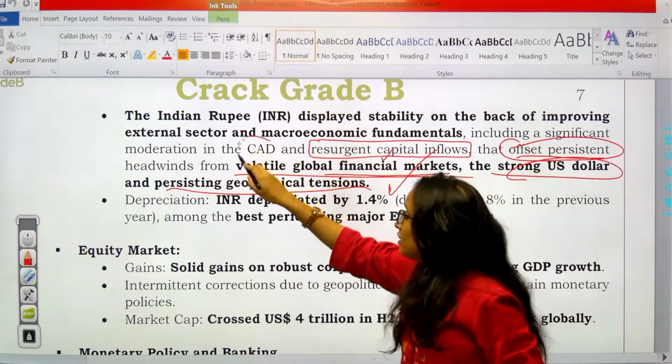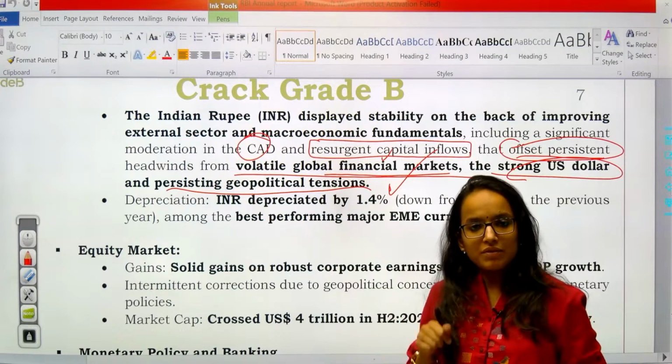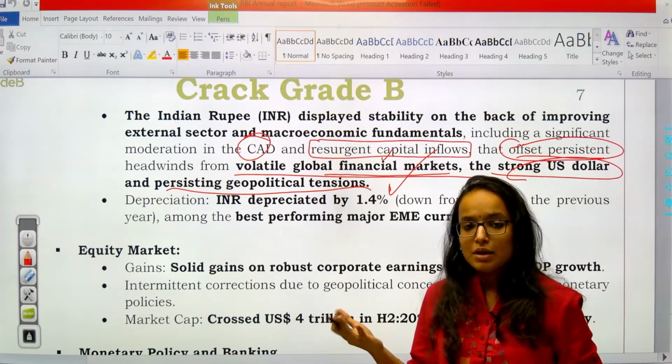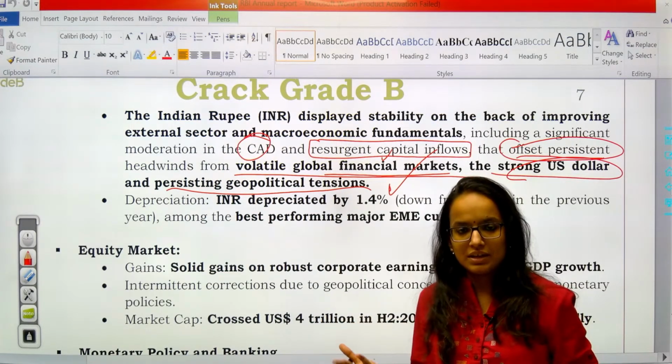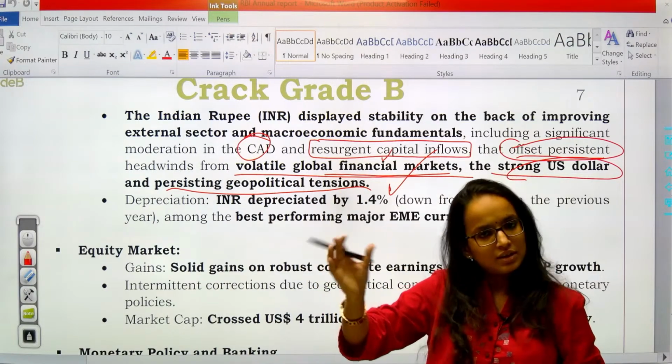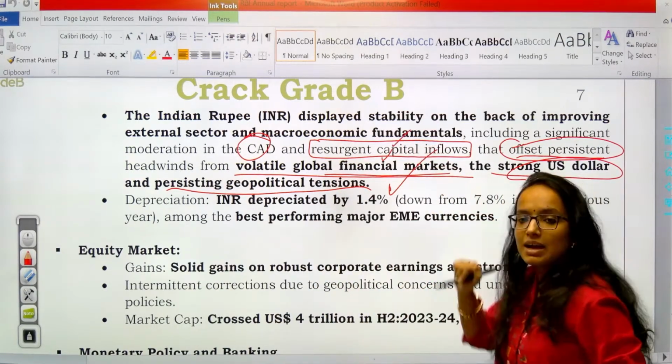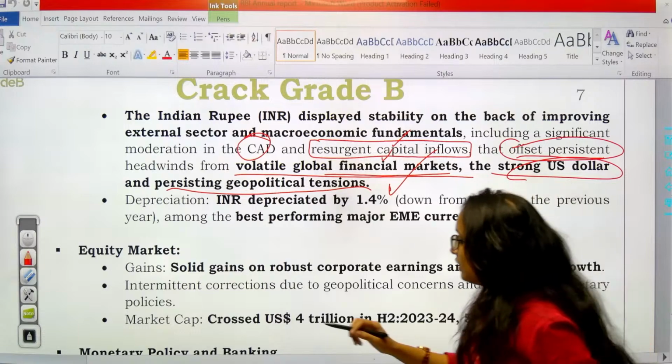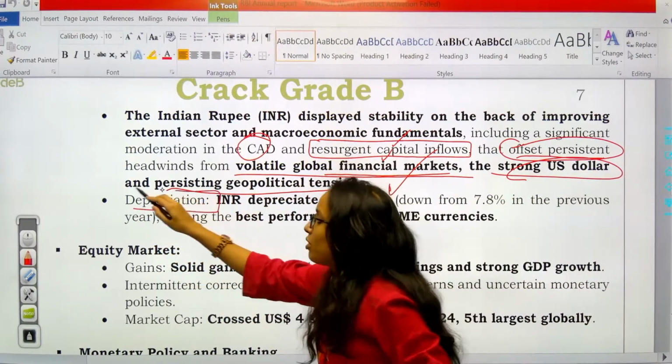This is very important. Moderation in the current account deficit of India, that is moderation in trade deficit, basically trade of goods as well as services. So we are improving our exports. Clear? Then resurgent capital inflows. All right, this is the thing. Then we talk about depreciation.